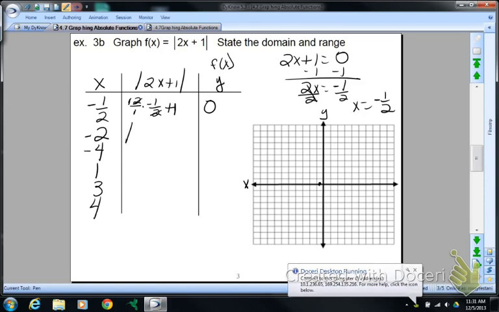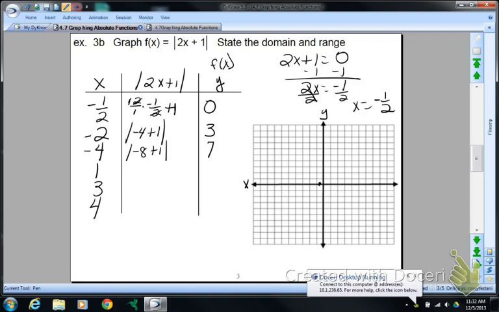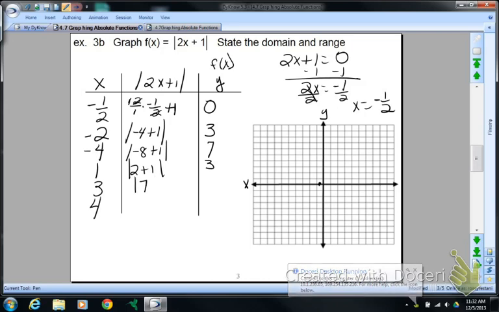Okay, so that's -2 times 2, that's -4, plus 1 is -3. The absolute value of -3 is 3. Then 2 times -4 is -8, plus 1 is -7. The absolute value of -7 is 7. Okay, so check your work. Did you get that for your tables when you plug in all the numbers? Now let's plot the points.